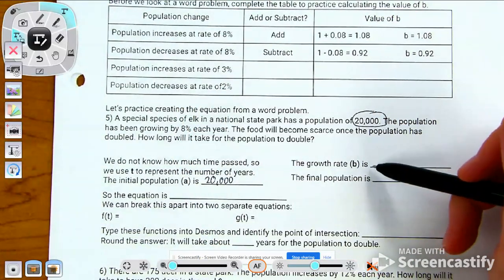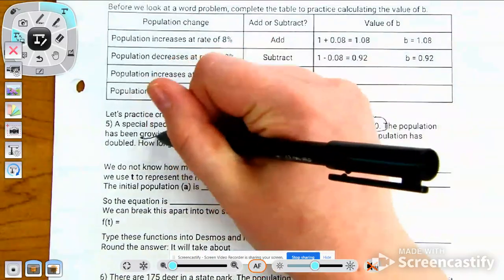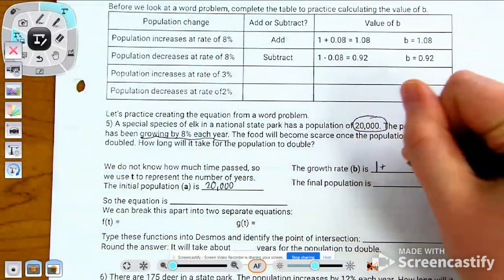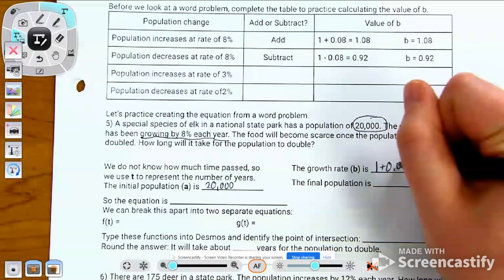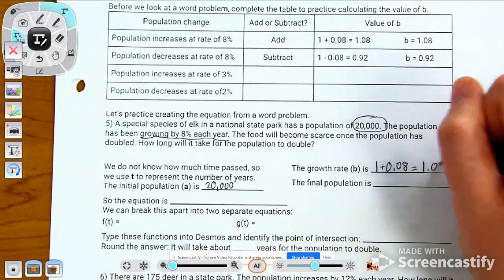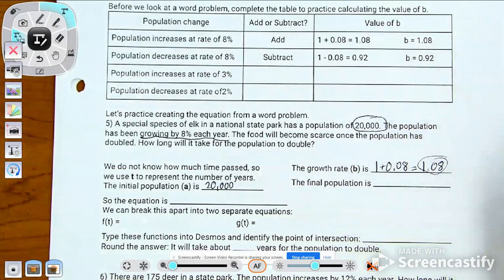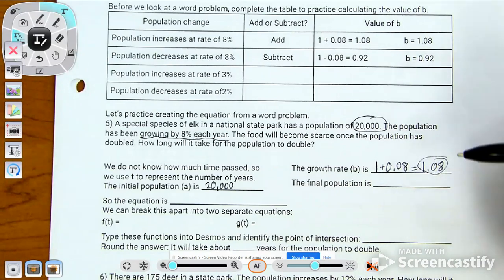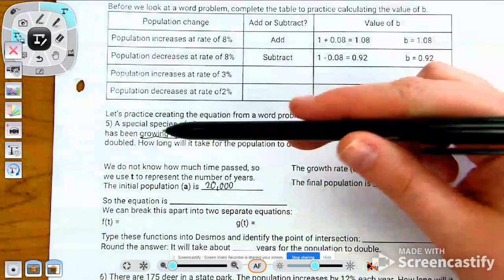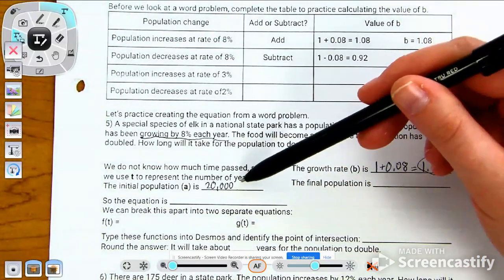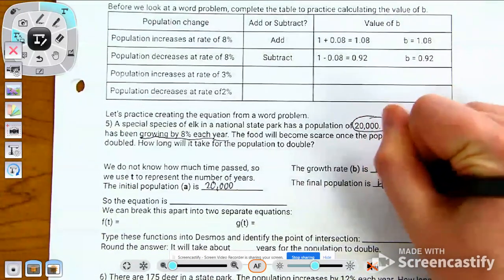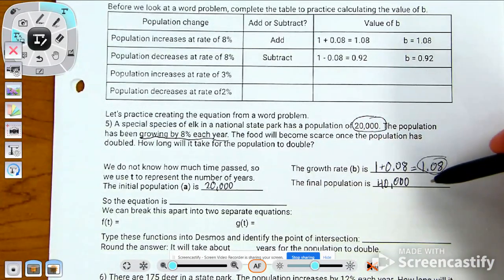The growth rate we have to calculate. We're told it's growing by 8% each year. So since it's increasing, we're going to need to add it to 1. 8% as a decimal is 0.08. So if we add that together, we'll get 1.08. And that's what we will use for b. The final population is the resulting population we're trying to get to, which is when the population doubles. So if it starts out at 20,000 and it doubles, that means the resulting population would be 40,000. So the final population is going to be 40,000.